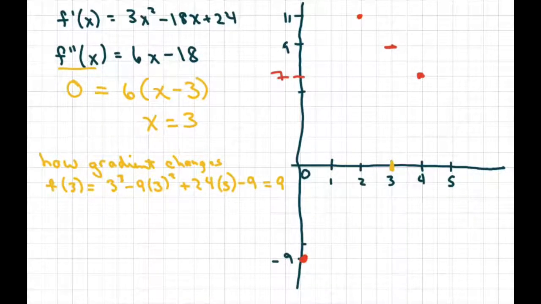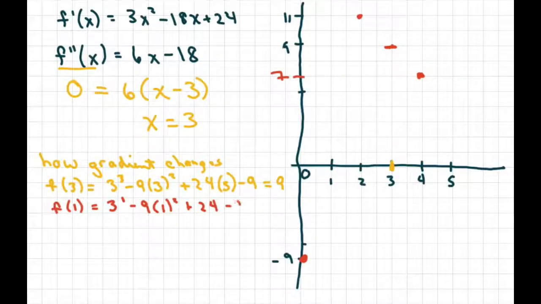We don't know what's going on at 1. So let's see what's going on at 1. If we have f of 1, we have 1 cubed minus 9 times 1 squared plus 24 times 1 minus 9. So that's going to be 1 minus 9 plus 24 minus 9, which is 25 minus 18, and that's going to equal 7. So at 1, it goes to 7.